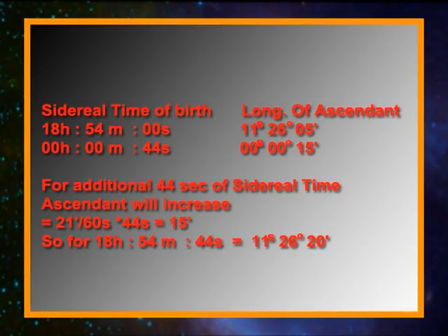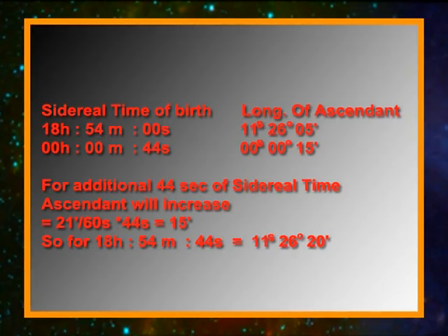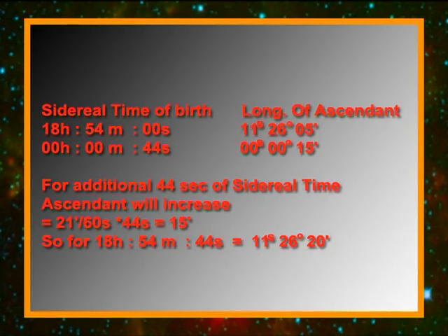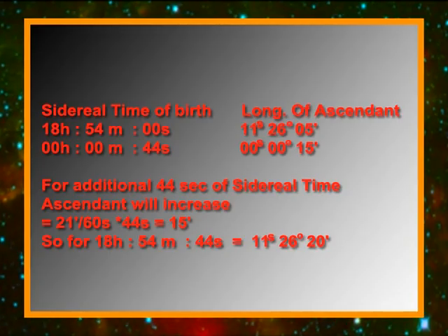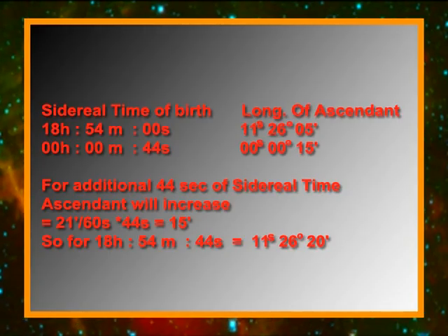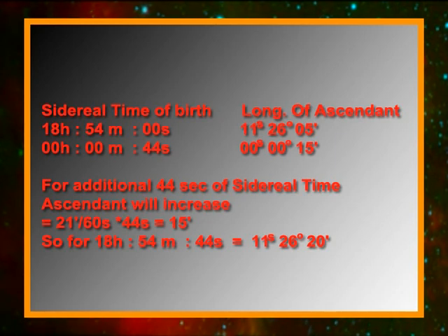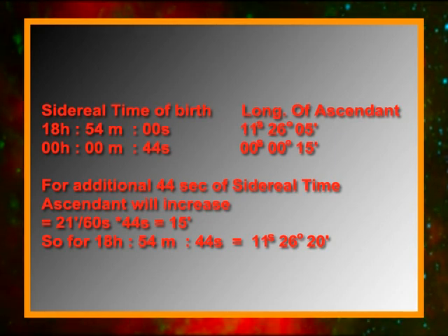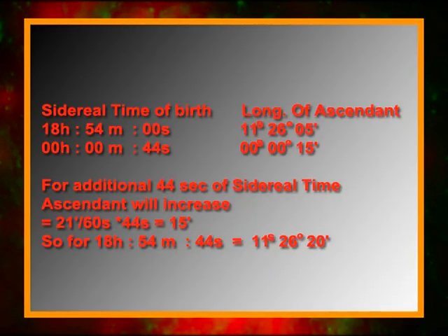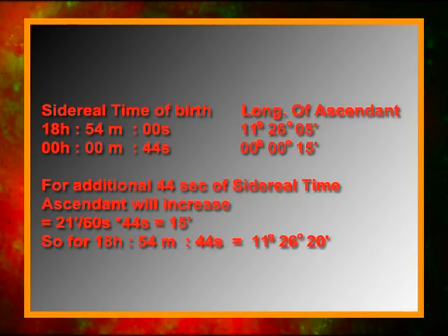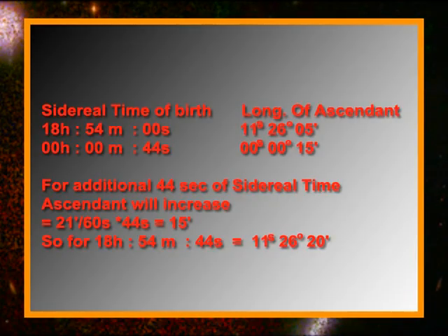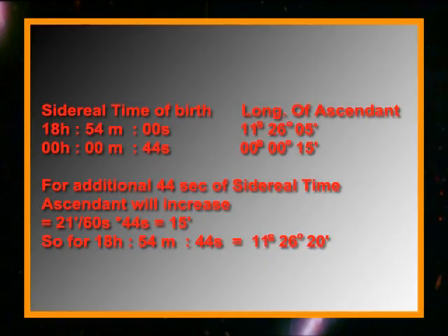The longitude of the ascendant comes 11 signs past 26 degrees and 05 minutes. For the remaining 44 seconds we get 15 seconds more. So the ascendant comes to 11 signs past 26 degrees and 20 minutes. Now we get the ascendant as per the sidereal time: 11 signs past 26 degrees and 20 minutes.